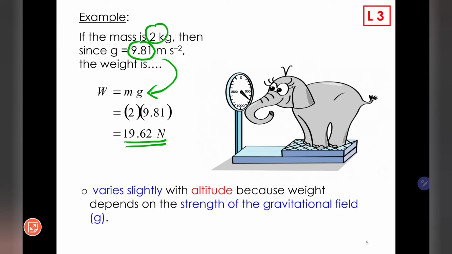And remember, weight varies slightly with the altitude, because weight depends on the strength of the gravitational field, or g. Normally at different heights, the gravitational field strength changes. That is why, with changes in g, W also changes. So weight varies slightly with altitude.